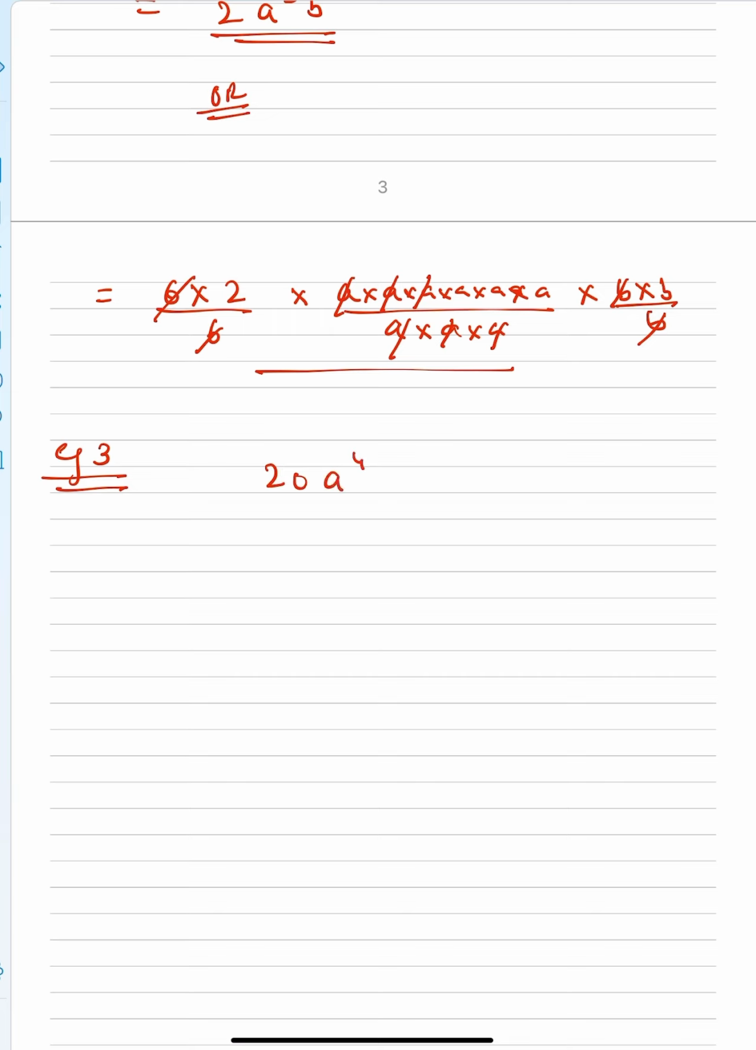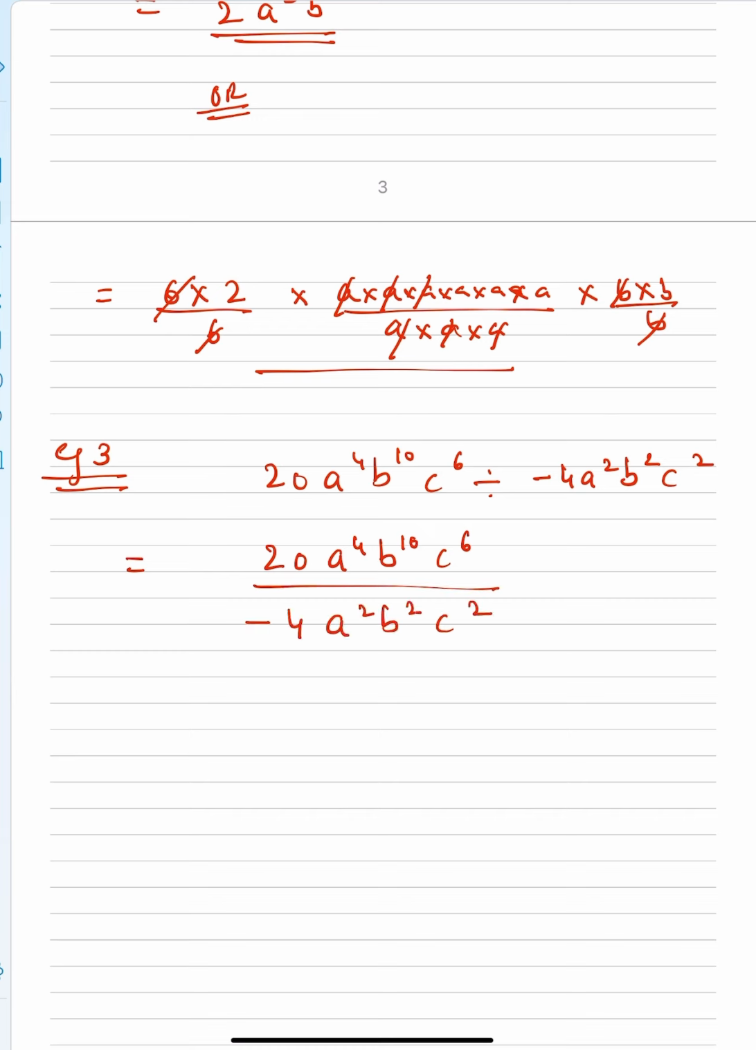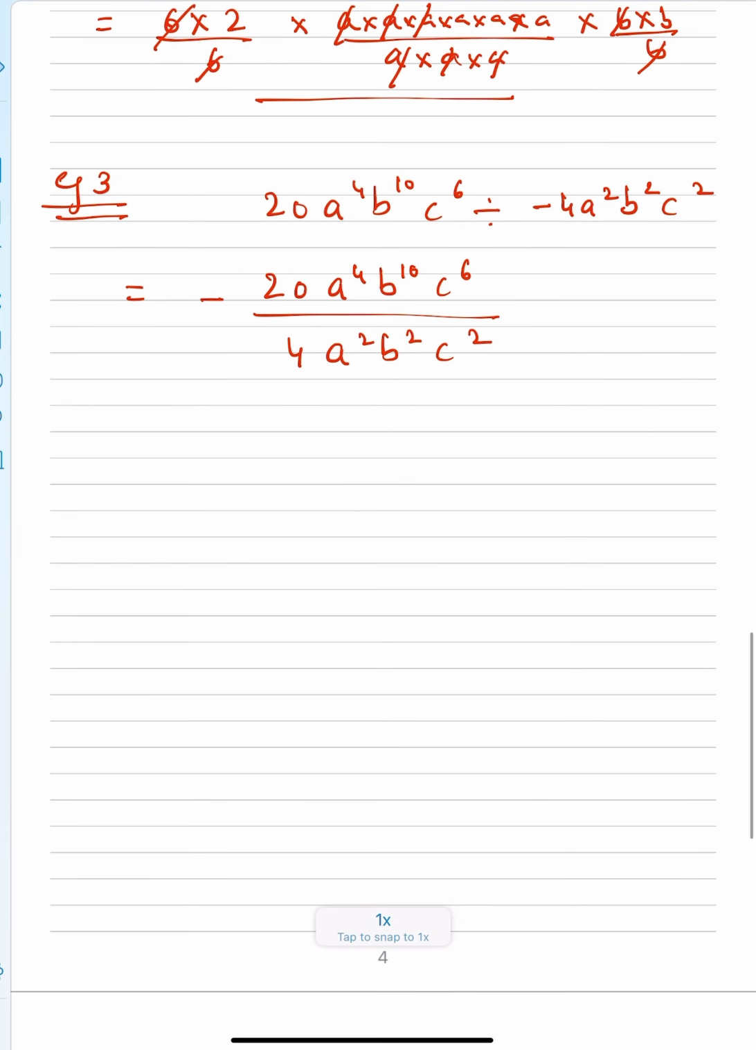20 a raised to 4 b raised to 10 c raised to 6 divided by minus 4a square b square c square. So we will write it in the form of the numerator and the denominator like this, minus 4 a square b square c square. This minus sign I can write here. Now we will separate the coefficients and the variables like this. A raised to 4 upon a square multiply by b raised to 10 upon b square multiply by c raised to 6 upon c square.